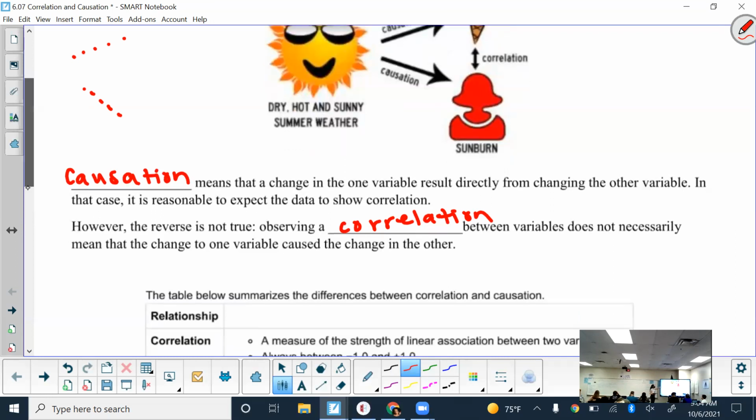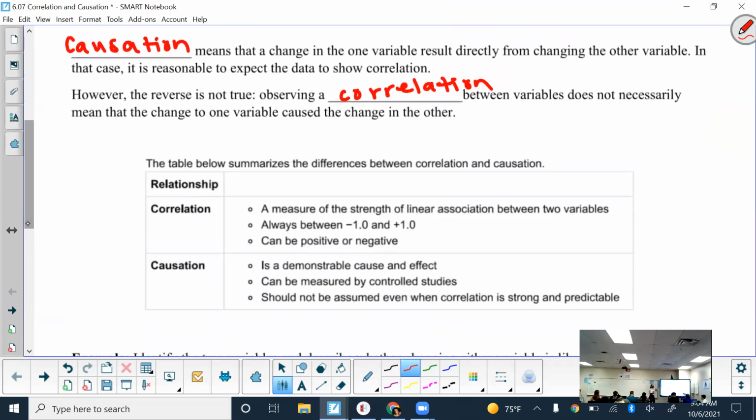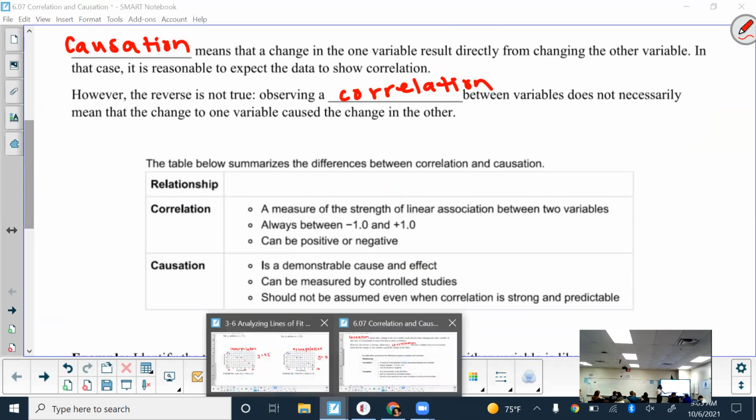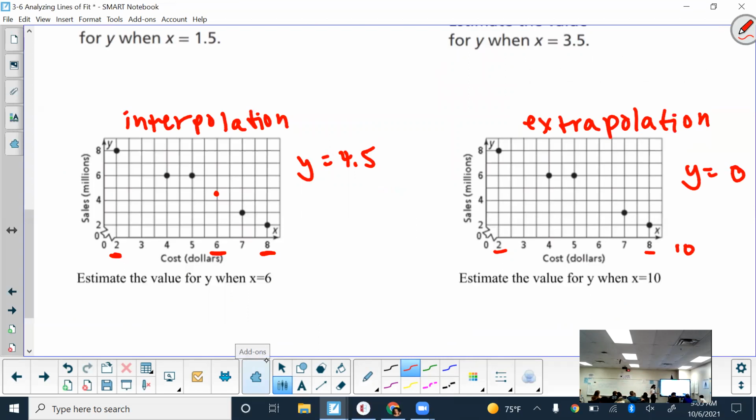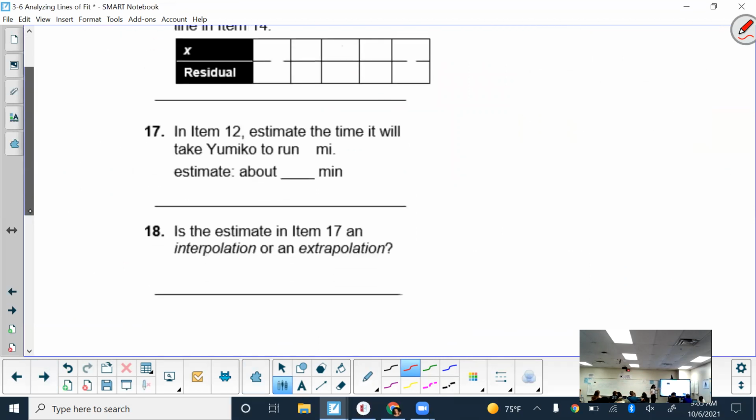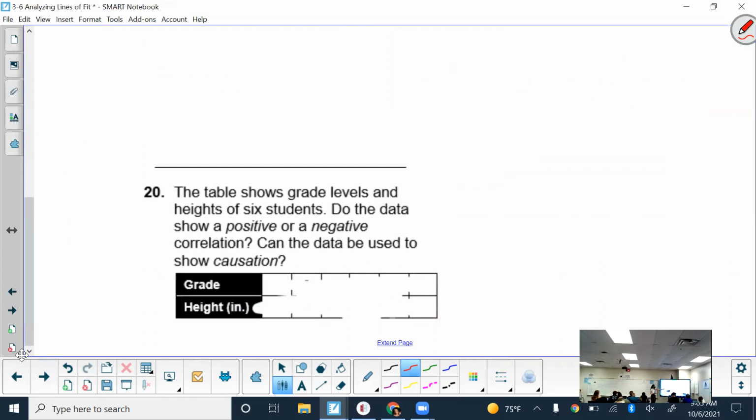In fact, it's really hard to prove causation. All right, causation is only proven when there's studies done, over a period of time. And I'll give you some examples. But most of the time, causation is hard to prove. So when you get to those questions on your test, like on number 20 of your test, so does the data show a positive or negative correlation? Can it be used to show causation? Most of the time, it cannot show causation unless it's something proven. So here's an example.